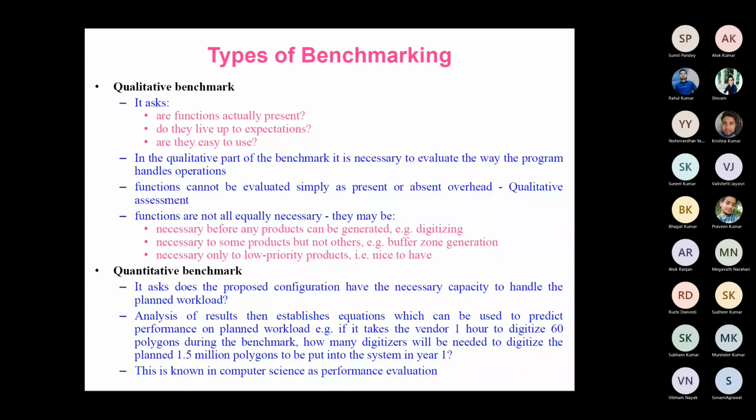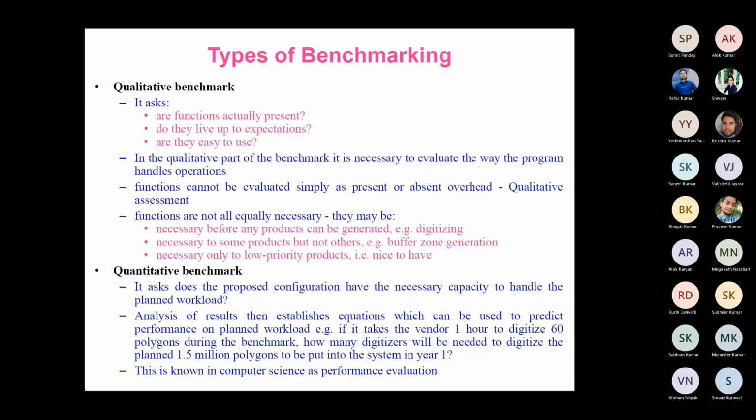The benchmarking could be a quantitative benchmarking or it can be a qualitative benchmarking. Both things take place. Like qualitative, as it is given over here, in qualitative benchmarking, the questions are like, are functions actually present? Do they live up to the expectation? Are they easy to use? Okay, so these all are the qualitative things, like whether it is easy or not. Again, it is not a quantitative thing, it is a qualitative thing. Wherever there is an adjective, it is like a qualitative thing.